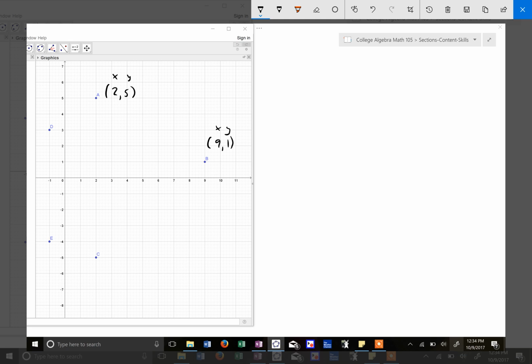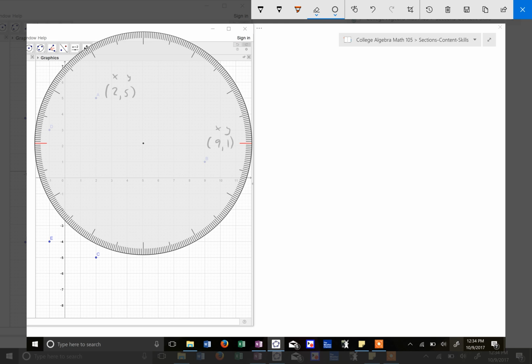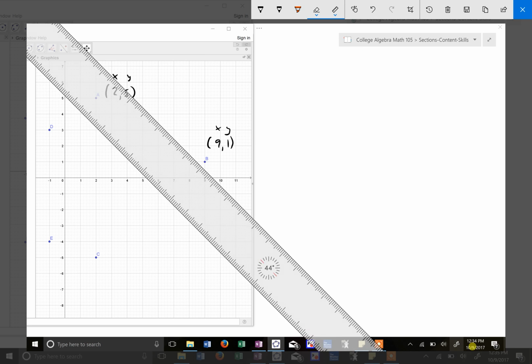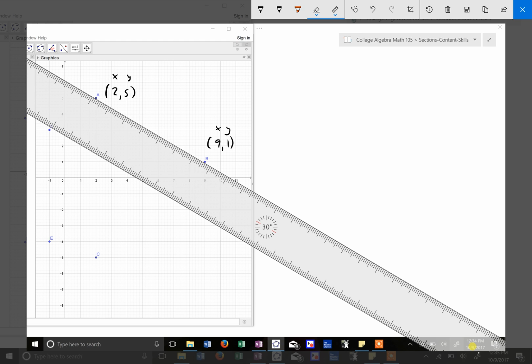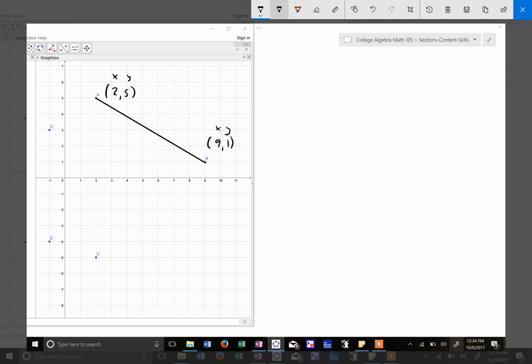Now, if I want to know the distance between A and B, I wouldn't actually use a ruler to measure it. What I would do is draw a straight line between the two, and it would look something like this. This is the distance between A and B. All right. Now, when we're talking about distances, we are talking about the distance between the 2 points.